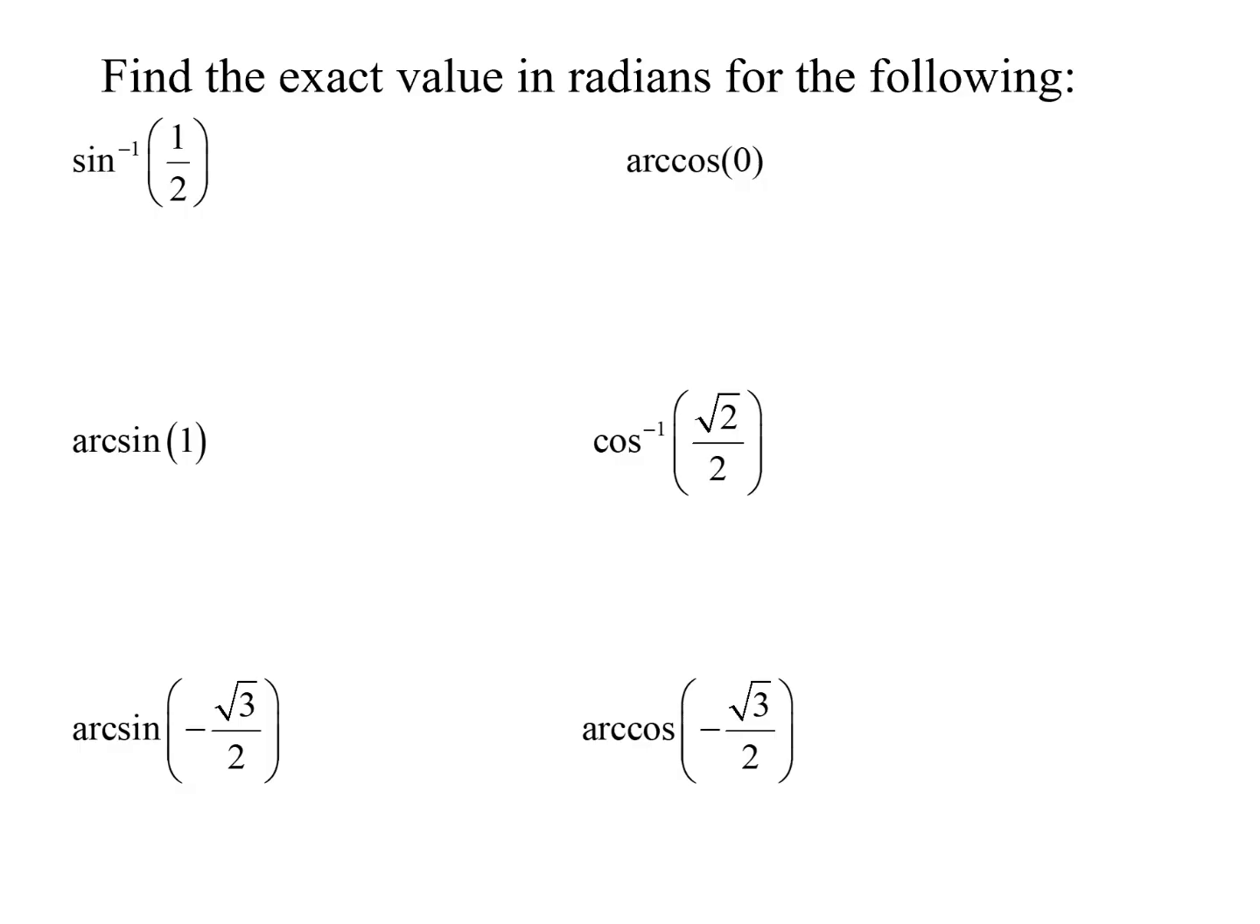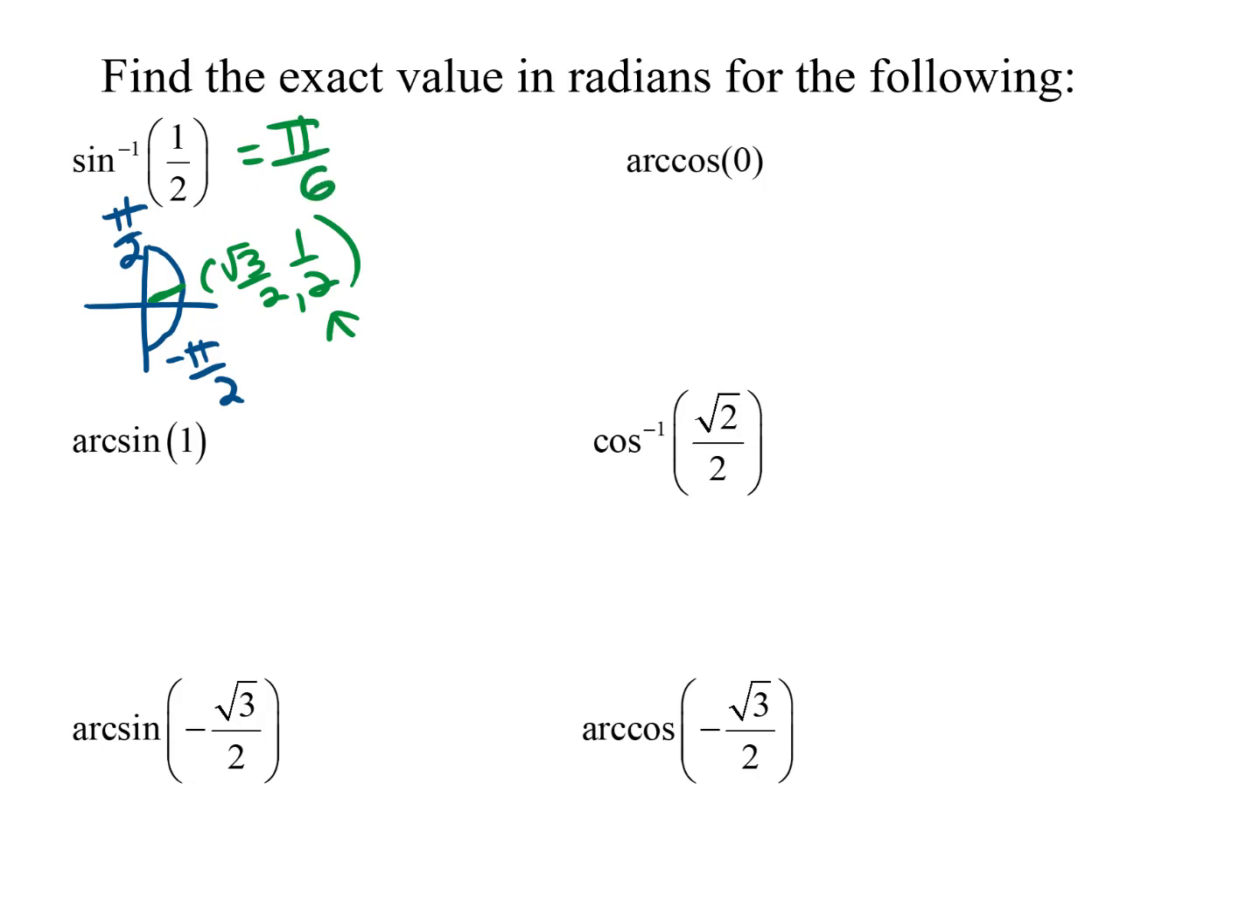We want to find the exact value in radians of these. First of all, I have an inverse sine, so I want to think about inverse sine. Where have we restricted that range to be? For inverse sine, it is the right half of the unit circle, from negative pi halves to pi halves. So then I need to say where within this range is the sine 1/2, and that would be right here. That would be where we have square root 3 over 2 and 1/2, sine being the y value. So that is at pi over 6.